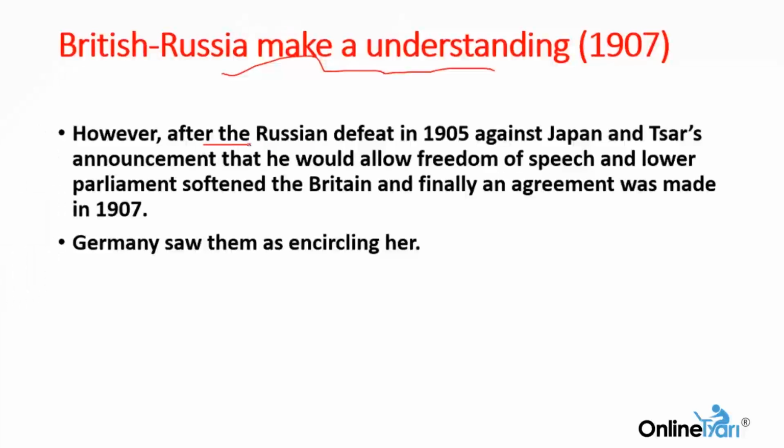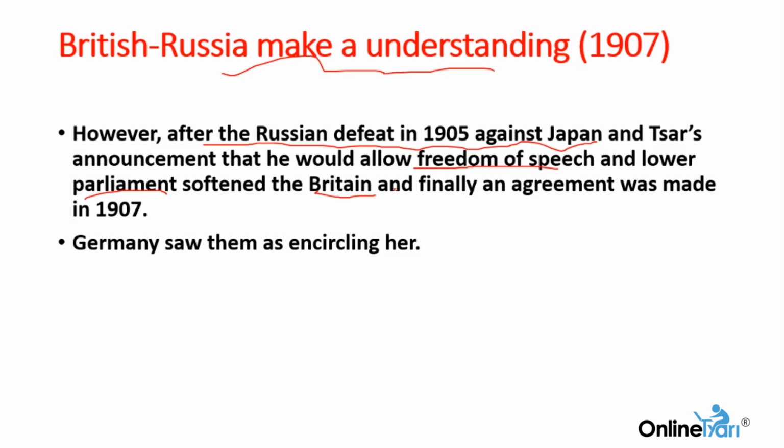What happened was that after the Russian defeat in 1905 against Japan, Japan was the first Asian country to defeat a major European power, and that was Russia. So after that, the Tsar's position was weakening. So he allowed freedom of speech and a lower parliament in Russia, and that led Britain to have some kind of treaty and agreement with Russia, because the Russian Tsar had allowed freedom of speech and a kind of parliamentary system.